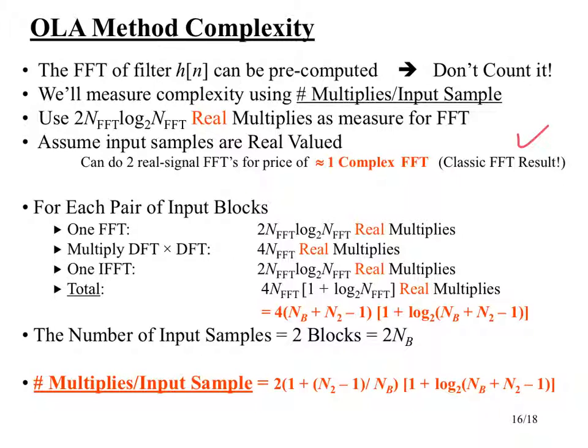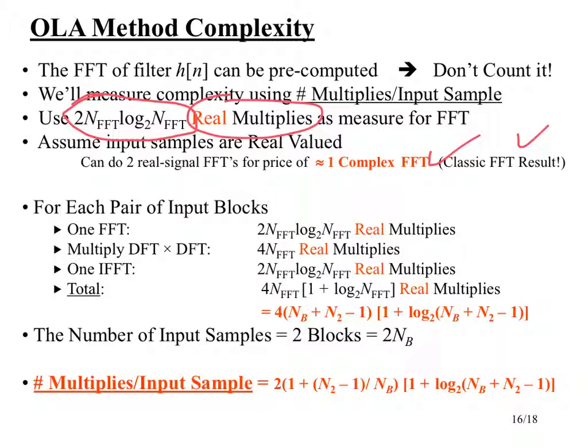So using that together with the typical cost of a complex FFT, we will say that we need to do 2 times NFFT log 2 of NFFT. So this is the famous n log n result for the FFT. Maybe you've heard that, and this has just been adjusted to account for this, and we're counting real multiplies, not complex multiplies. So that's going to be our measure of the complexity of an FFT, which is where we're doing all of our heavy lifting here.